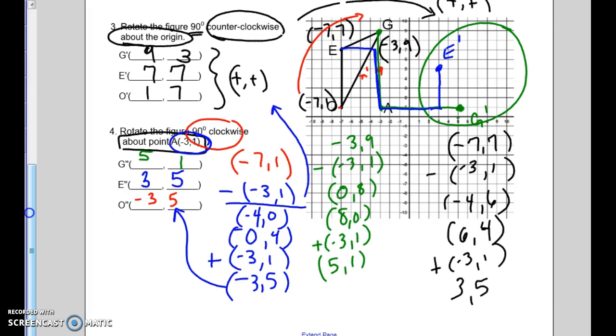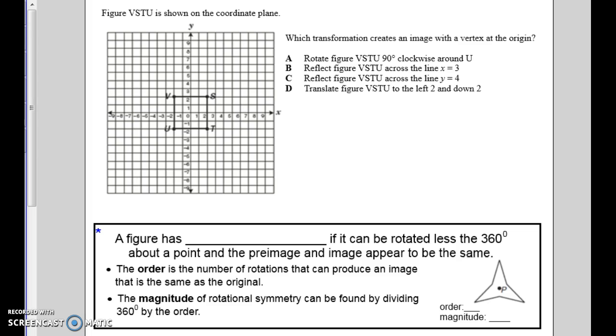Okay, now on the back side. Here, they're just saying which one of these would create an image where the vertex, remember that's just a point, meets at the origin, which is at 0, 0. So it wants this shape right here for one of these points to land right at the origin right here.